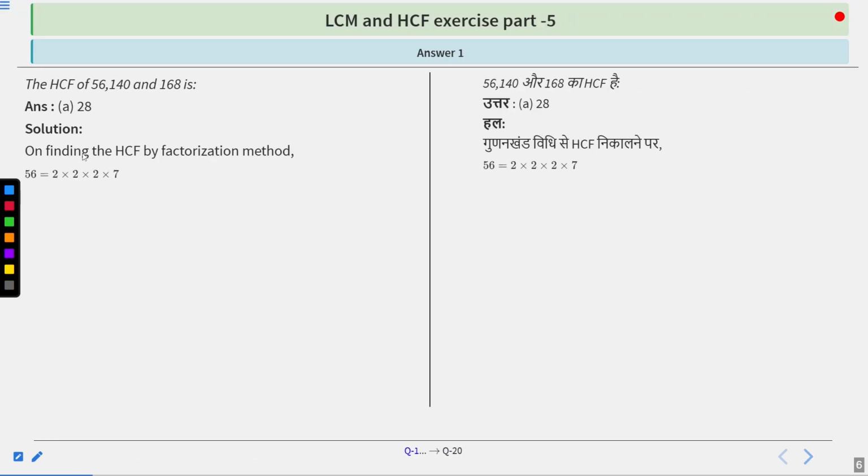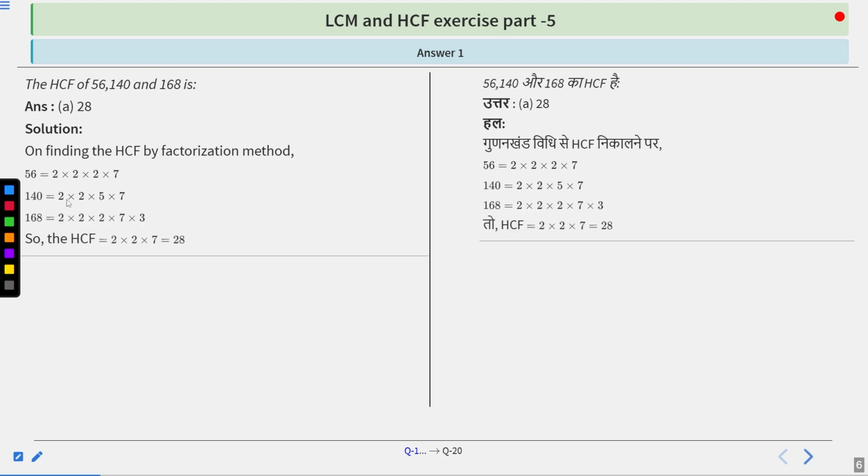Now, to find the HCF, we are going to use the factorization method. So the prime factors of 56 are 2 into 2 into 2 into 7. Of 140 are 2 into 2 into 5 into 7. And 168 has the prime factors 2 into 2 into 2 into 7 into 3.